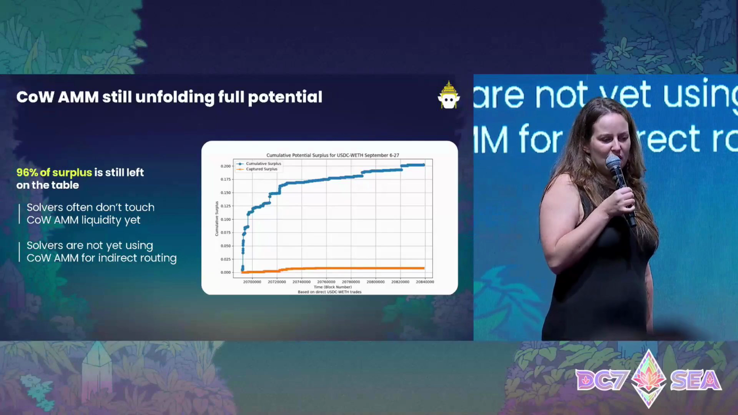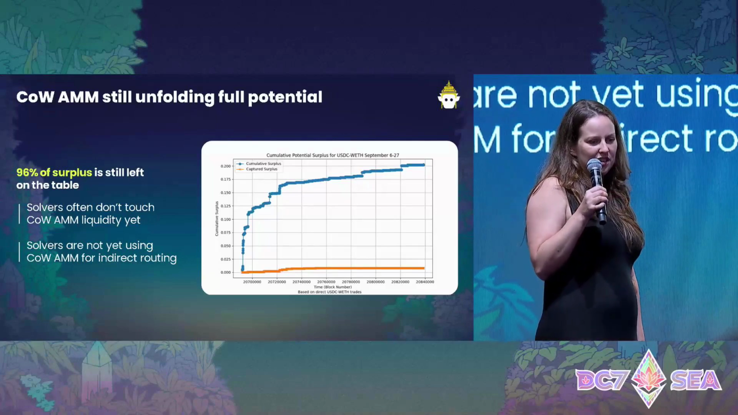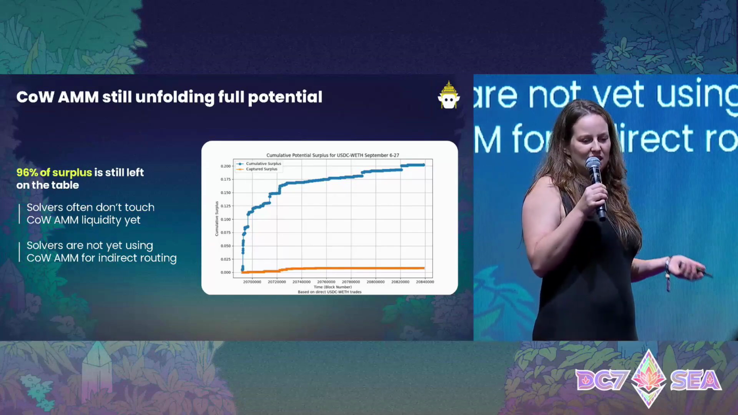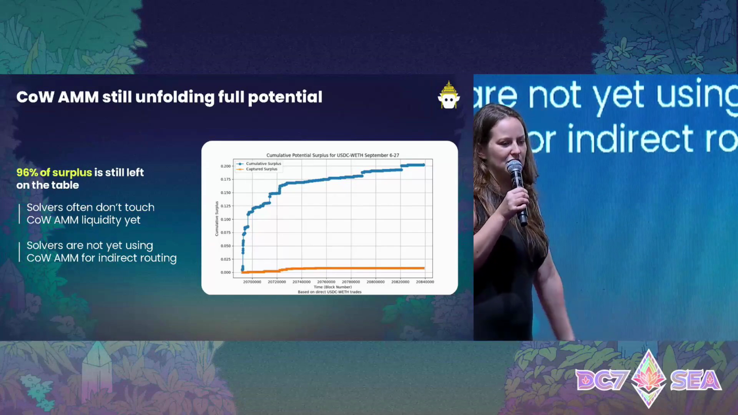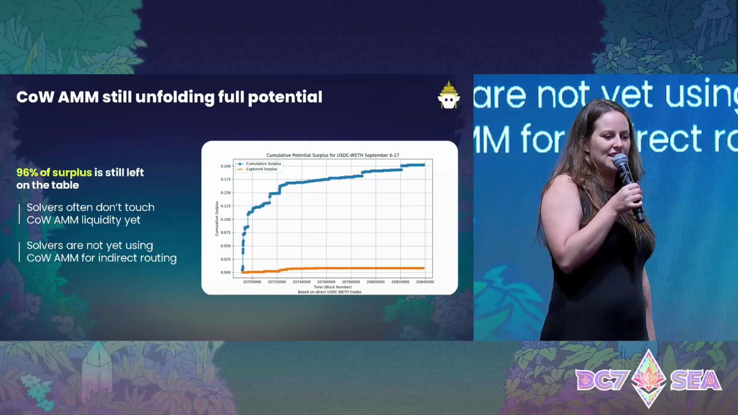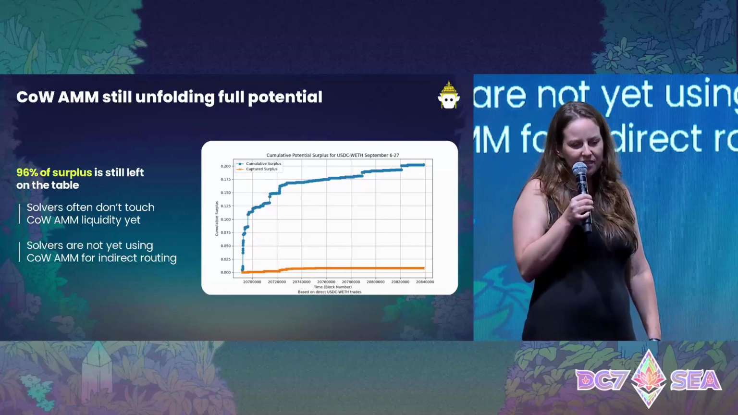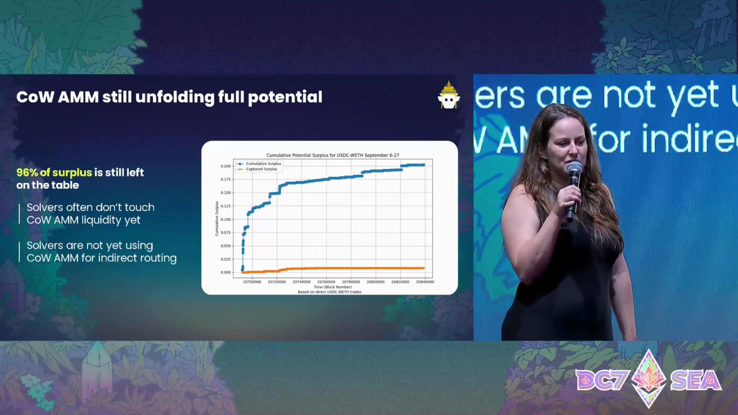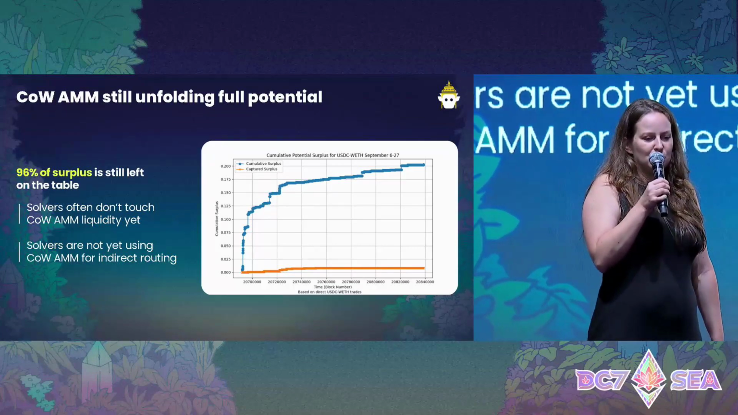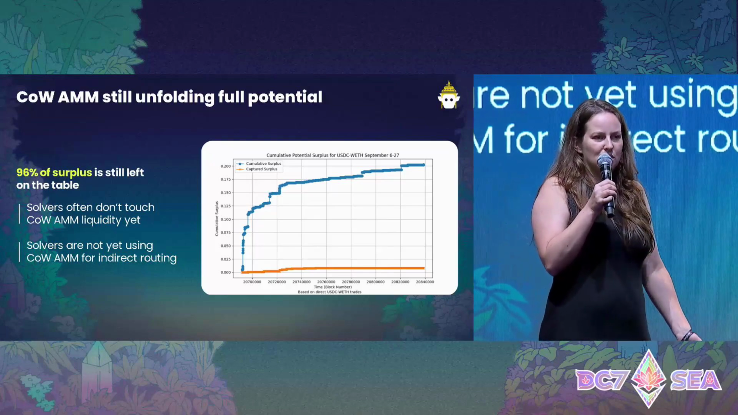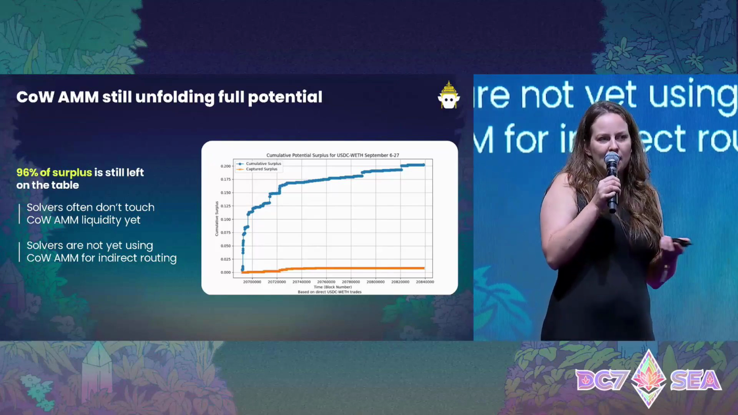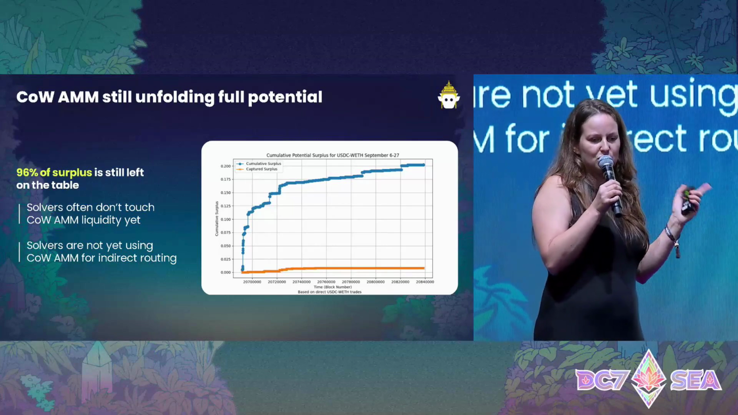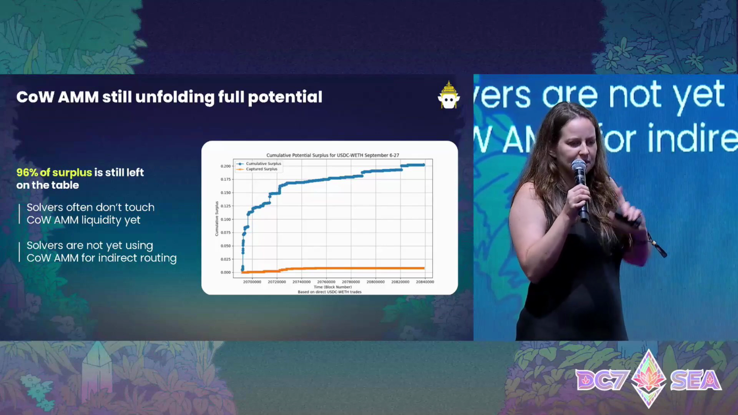Then we were actually curious to see if there's currently surplus left on the table, because CoW AMM was just launched 3 months ago, and it also, of course, relies on good solver support. And unfortunately, so far, only 3 solvers integrated CoW AMM natively. So we looked into a token pair, USDC-WETH pool, and looked at different performance periods. I think this one particularly shows 1 week, or a little longer, actually.